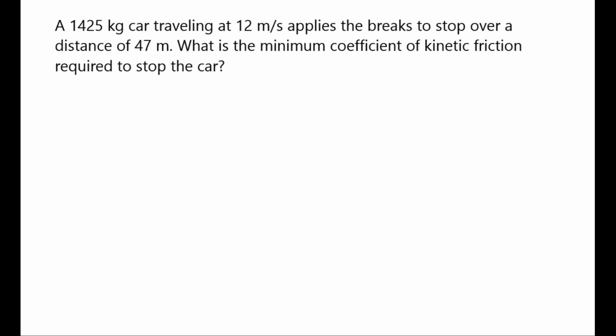Yes. Alright, a 1,425 kilogram car is traveling at 12 meters per second, applies the brakes to stop over a distance of 47 meters. What is the minimum coefficient of friction required to stop the car? Okay. So first thing we're going to need to find here is the acceleration that the car underwent. So let's start with that. So we know V0 is 12 meters per second. What's VF going to be? 0. Yep. And we also know delta X equals 47 meters.